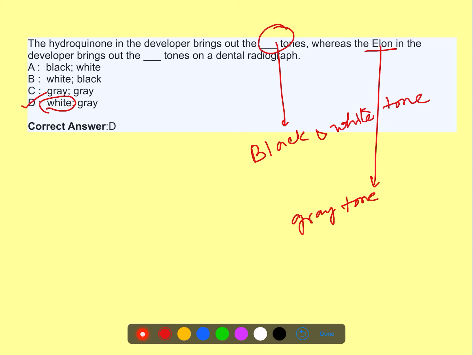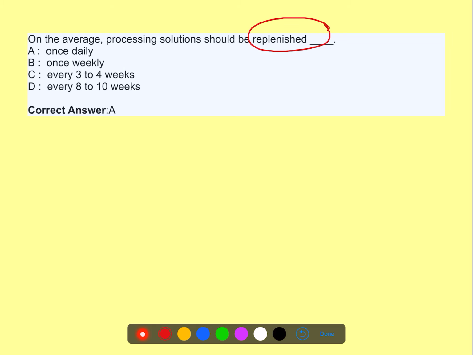On average, processing solution should be replenished once daily with 8 ounces of fresh developer.